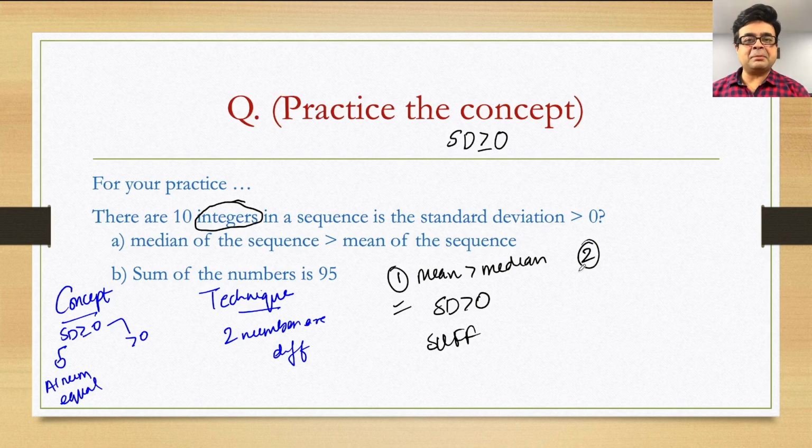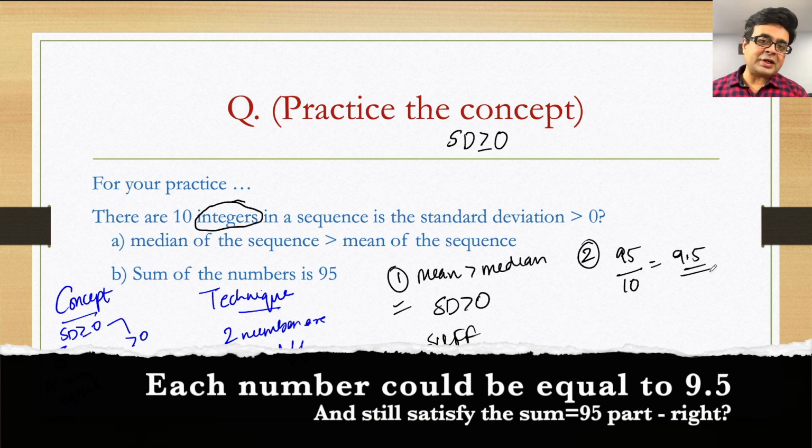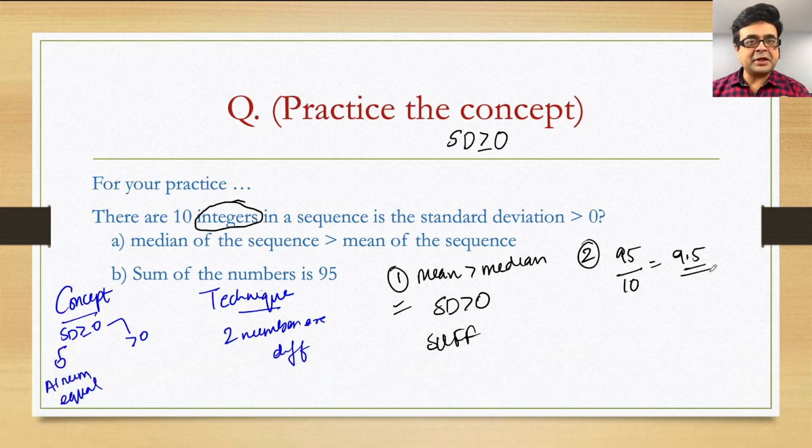Let's look at statement number 2. Statement number 2 just gives us that the sum of these numbers is 95, right? And as we did in the previous question, if the sum of the numbers is 95, I could divide by 10 and get the average as 9.5, which means that each number could be equal to 9.5. But here is the critical piece of information. These are not any numbers. These are integers. Integers cannot be decimals. The only way these numbers in this sequence can be equal is when all of them are 9.5 each. But these are integers, so that is not a possibility anymore.